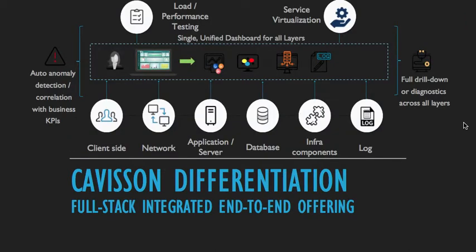So here is what a unified dashboard and a full stack integrated end-to-end offering looks like. Whether you are monitoring the client side, which is end user experience, including browser or devices for a mobile native application, or you are monitoring network, server, application, database, infrastructure components, or even log patterns, all of that is represented and visualized in a unified dashboard, which allows the user to have a full drill down or diagnostic across all these layers. At the same time, it allows the user to have auto anomaly detection and correlation with business KPIs.